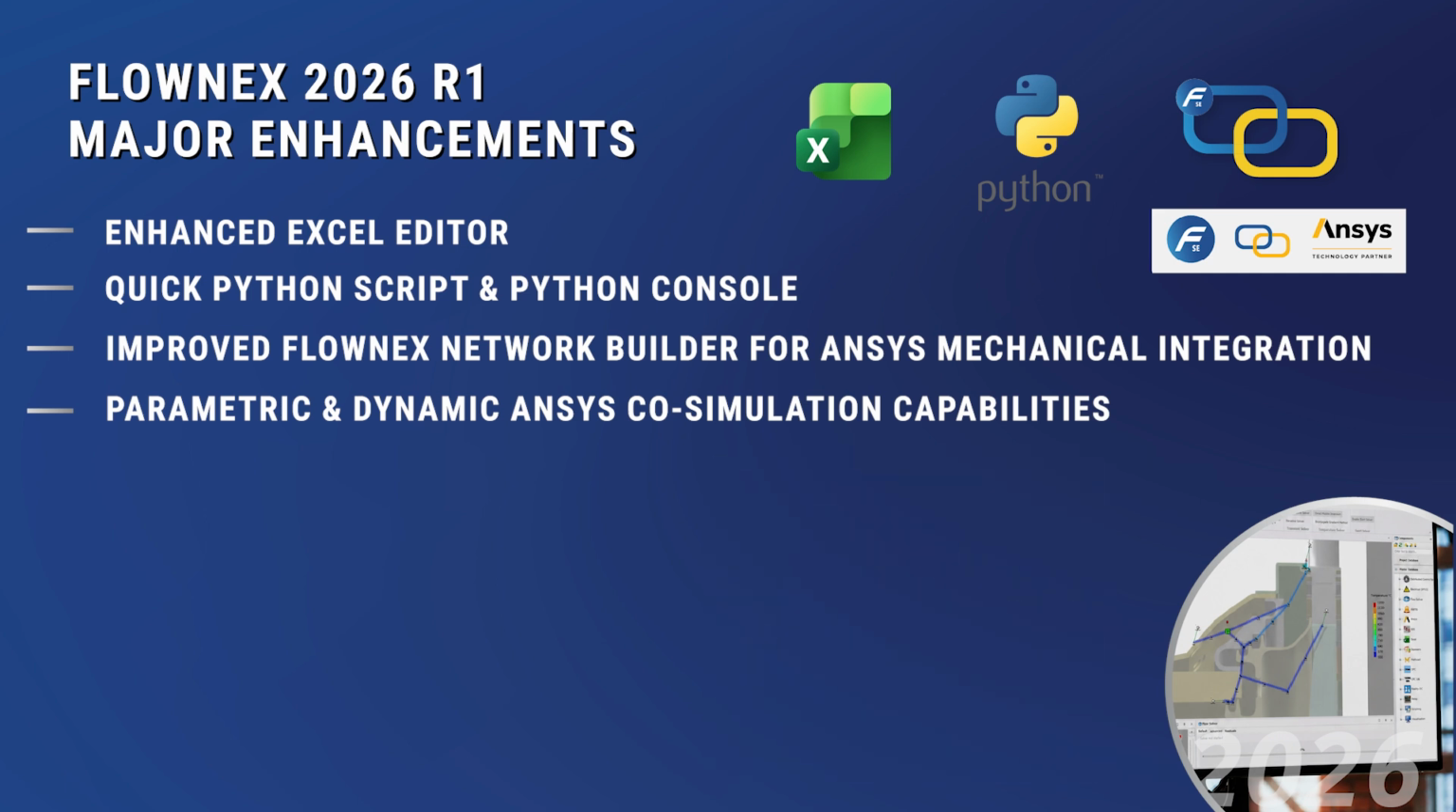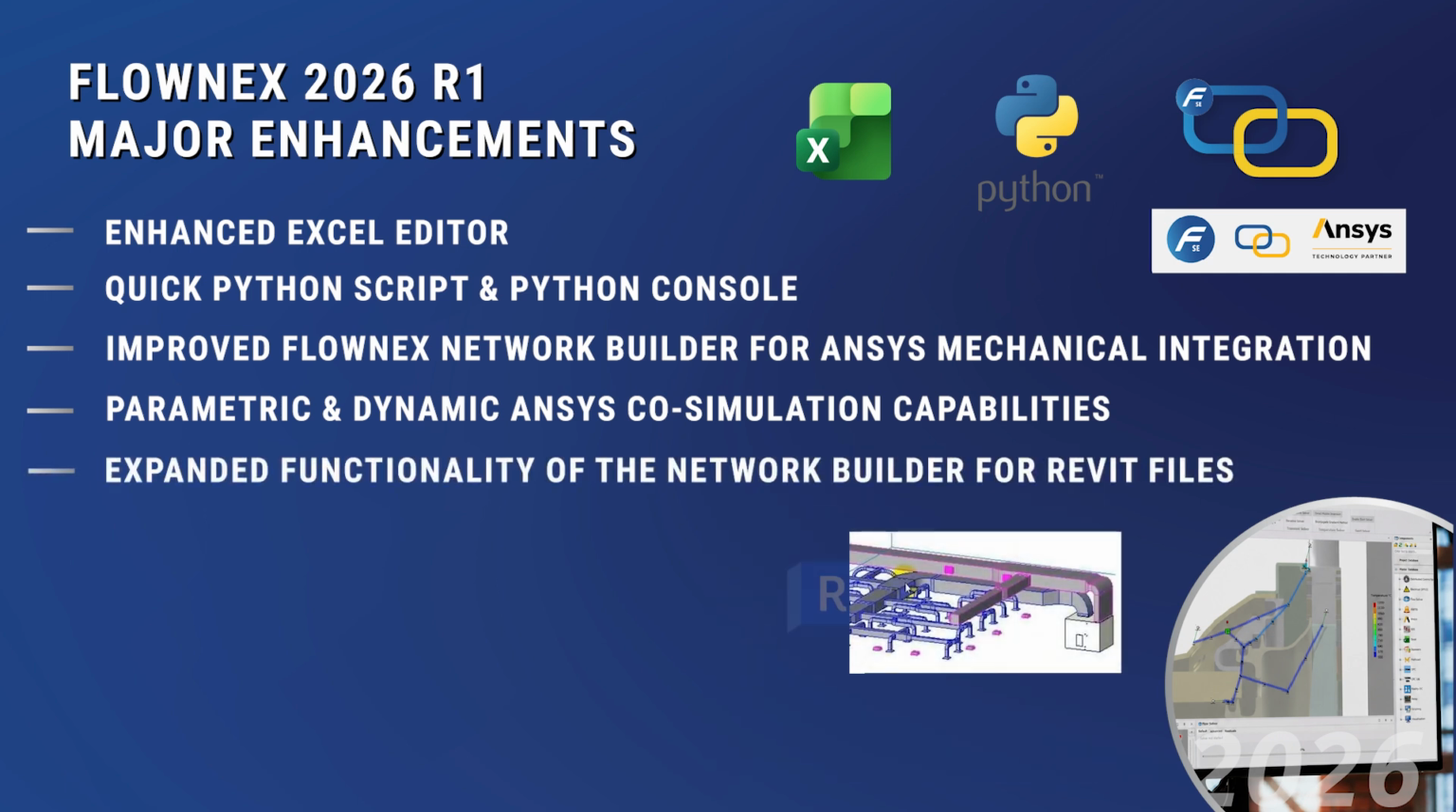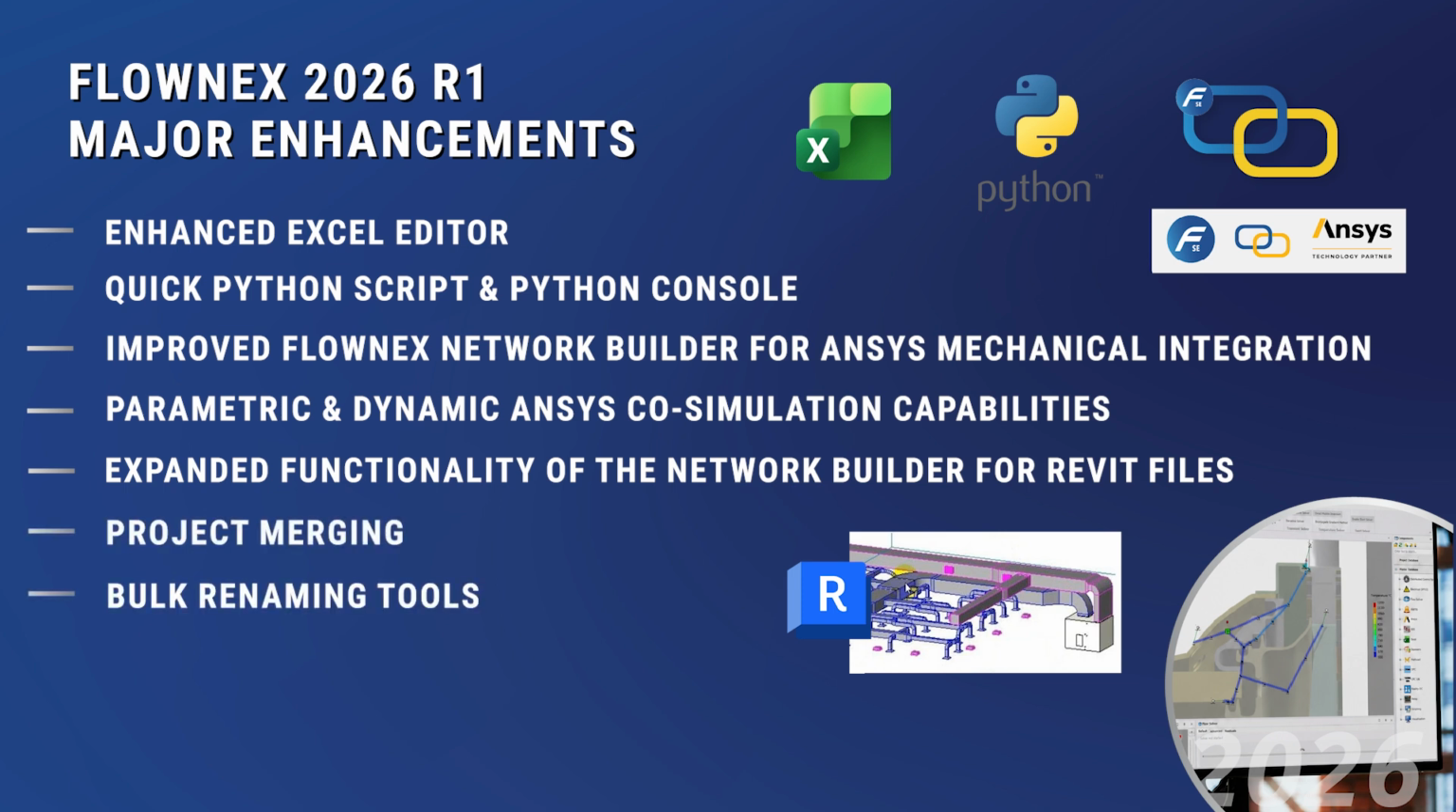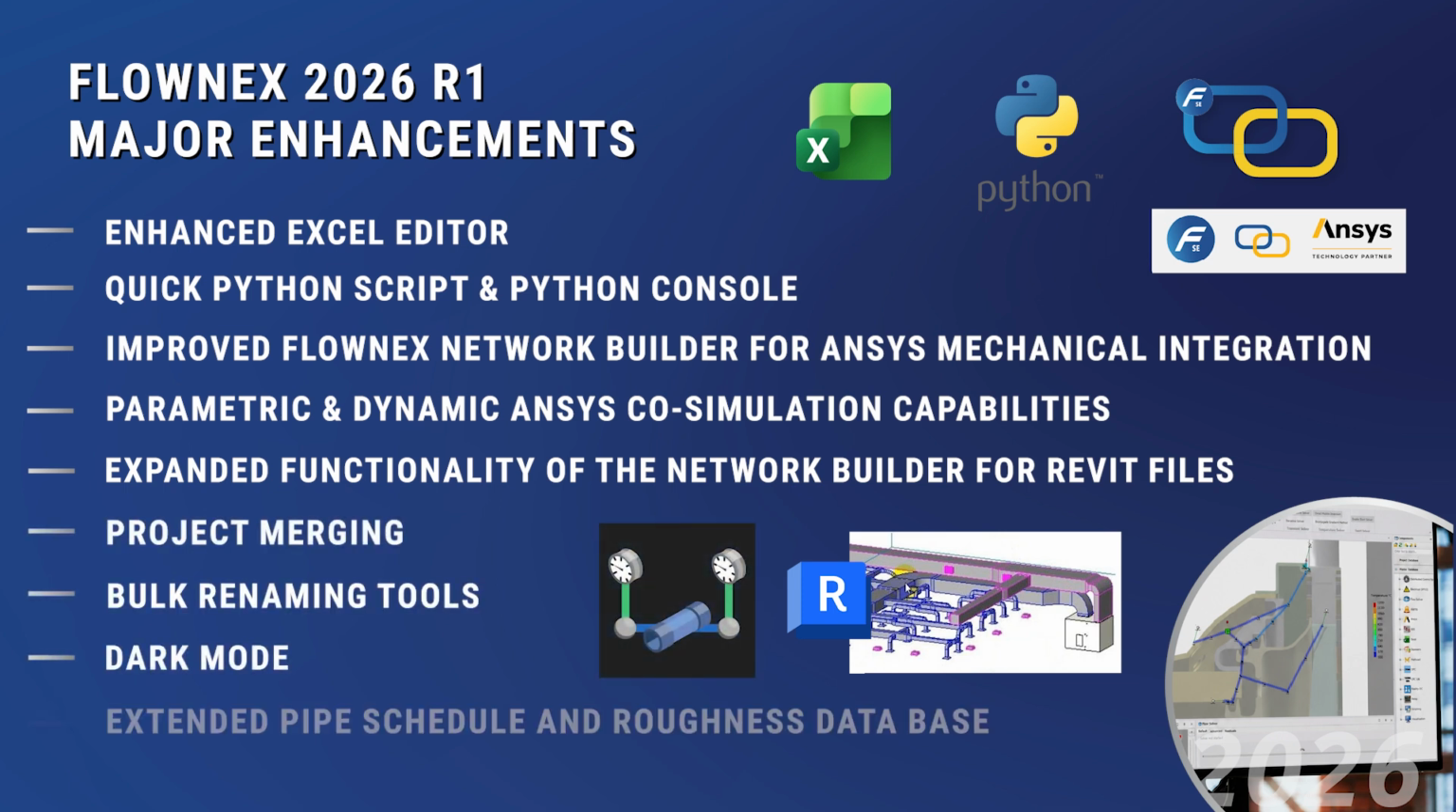Additional enhancements include expanded functionality of the Network Builder for Revit files, project merging, bulk renaming tools, dark mode, and an extended pipe schedule and roughness database. These are just some of the major enhancements in this release, along with many additional updates and refinements.